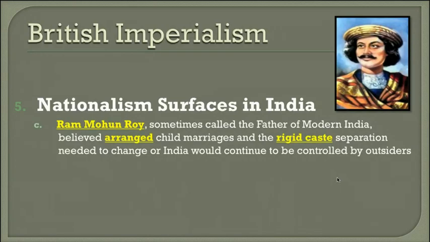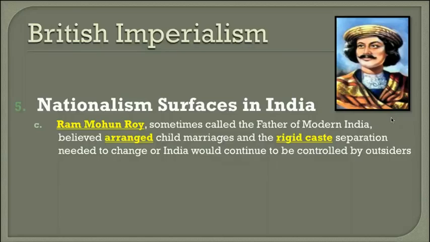So this guy here, whose name is Ram Mohan Roy, who's sometimes called the father of modern India, started questioning the systems in India that existed. He believed that arranged child marriages and that rigid caste system that I talked about at the end of part one needed to change, or India would continue to be controlled by outsiders. Basically, he says, hey, our system is broken.